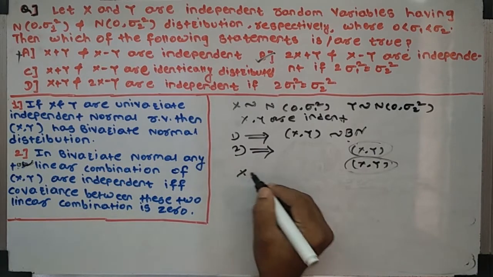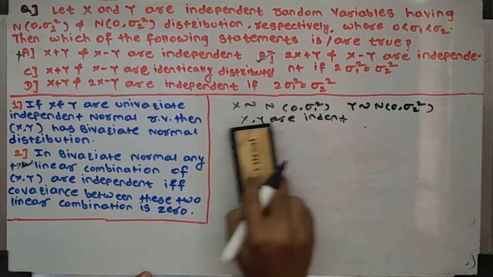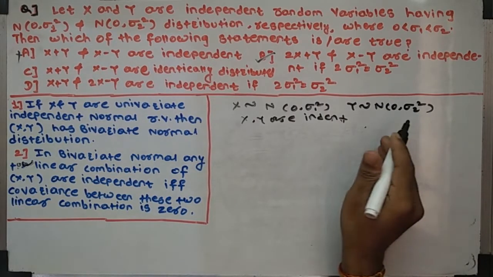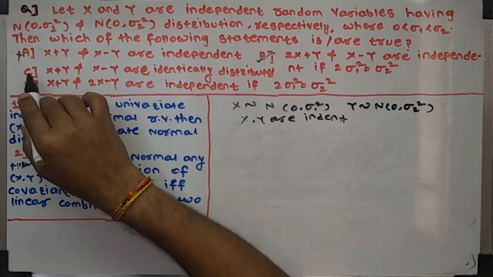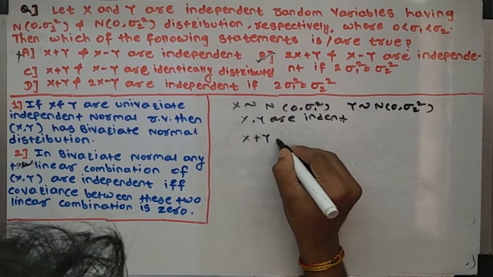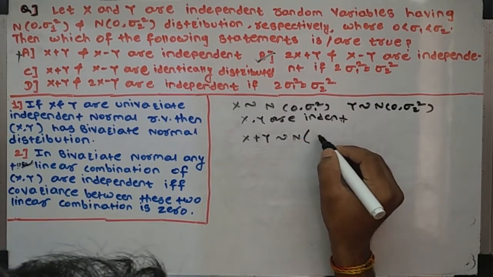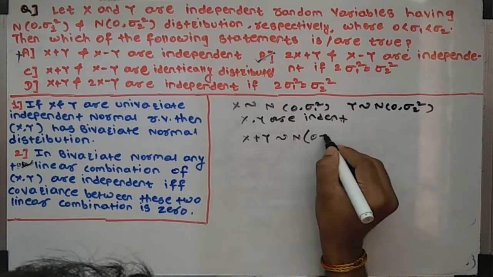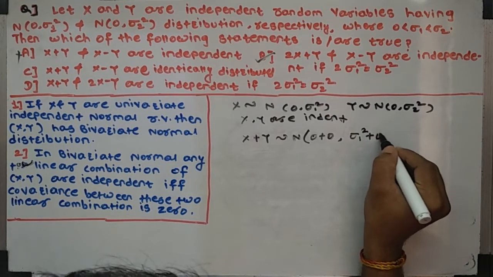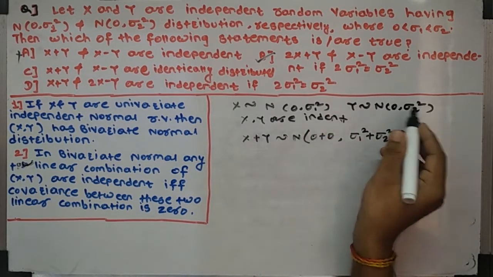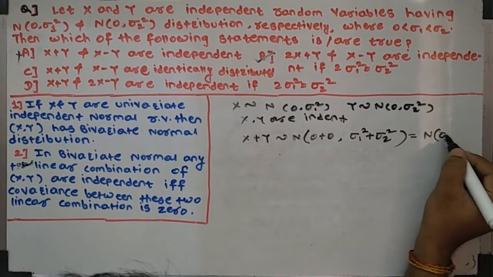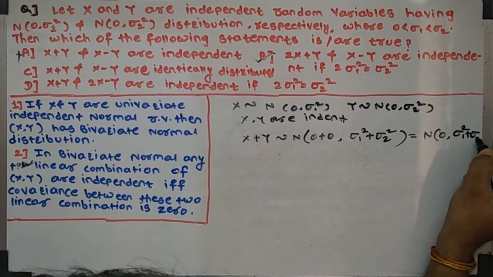Here x follows normal with parameters 0 comma sigma 1 square, y follows normal with parameters 0 comma sigma 2 square, and x and y are independent. Here for x plus y, we know that x follows normal and y follows normal, so x plus y follows normal with parameters mu1 plus mu2, that is 0 plus 0, comma, and since x and y are independent, their variance is sigma 1 square plus sigma 2 square, by the additive property of normal distribution. So this distribution is normal 0 comma sigma 1 square plus sigma 2 square.